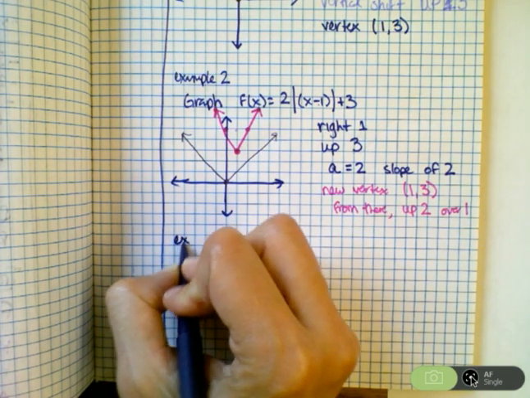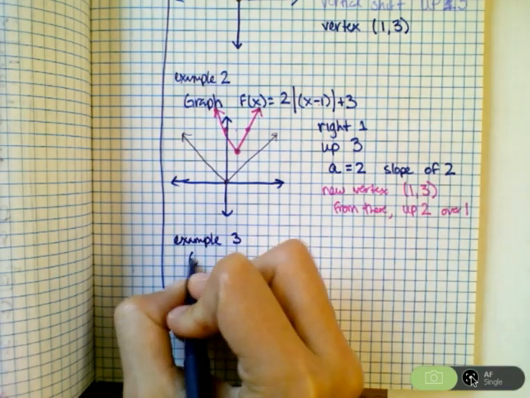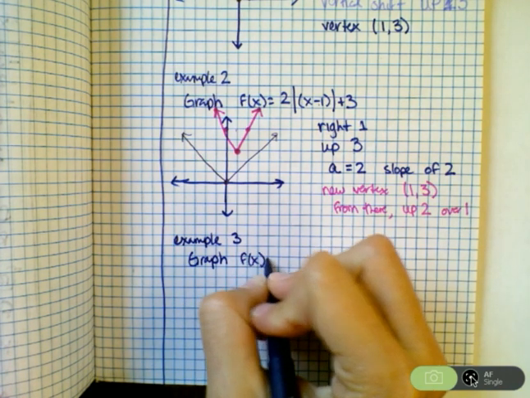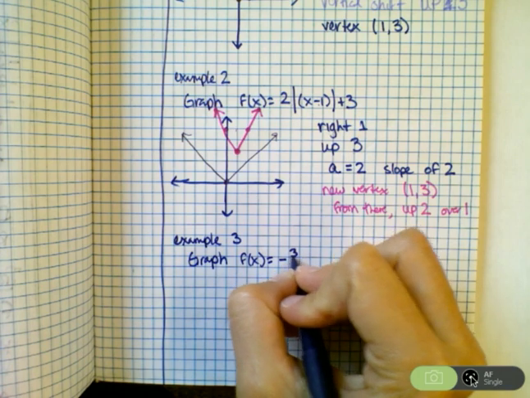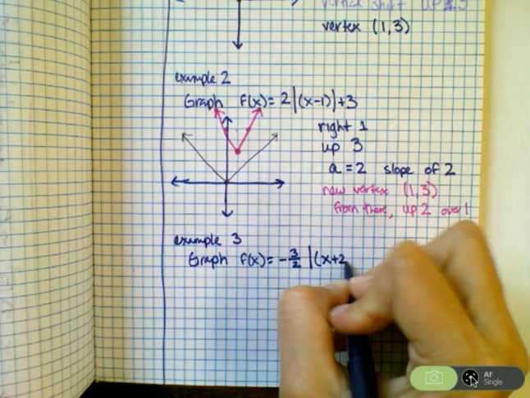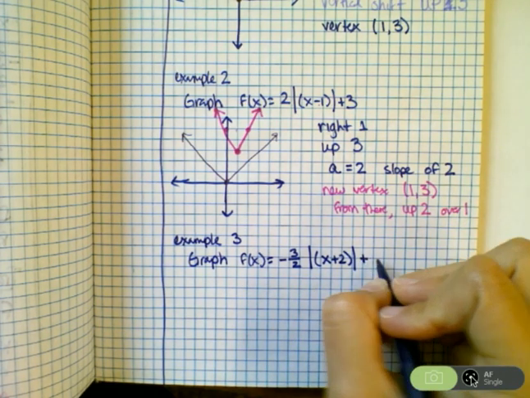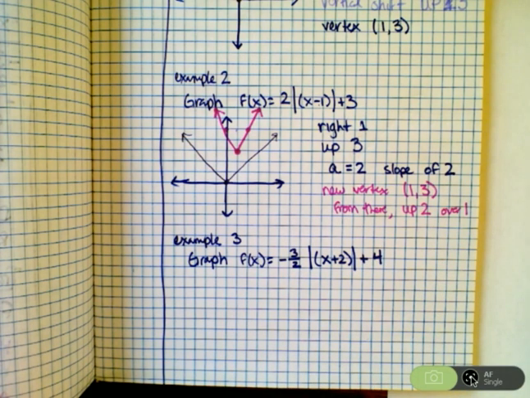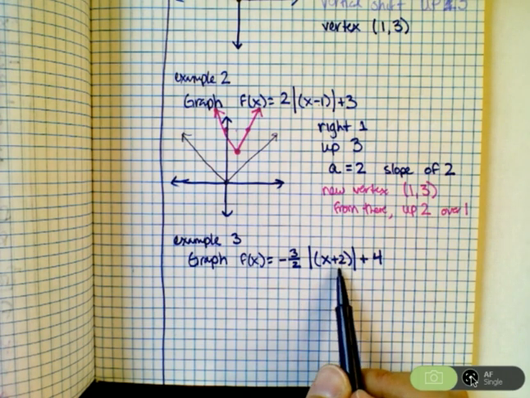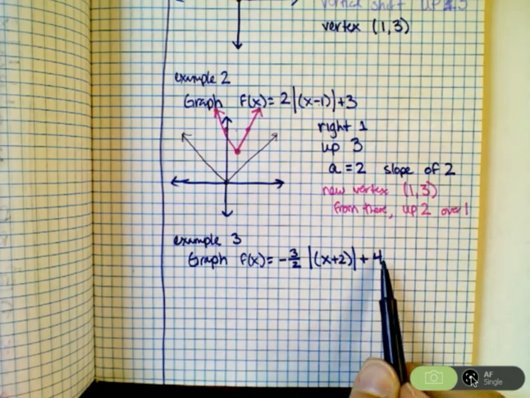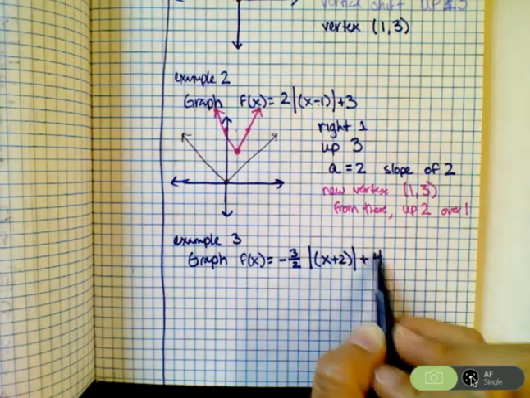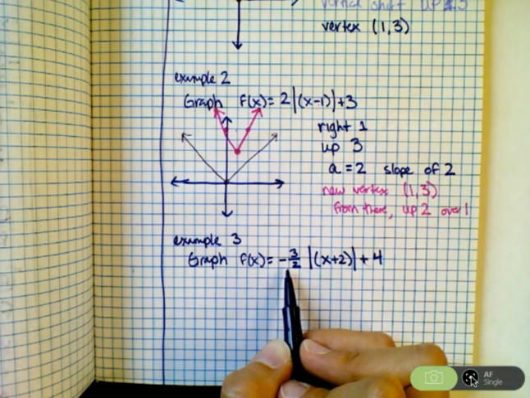So example 3, we're going to graph f of x equals negative 3 over 2 times the absolute value of x plus 2, plus 4. Okay, so I'm looking at a positive h, so that's my horizontal shift, and a positive 4. So if I think about this, this one's going to be moved up and left, because this is up, this is left, and then it's going to open down.